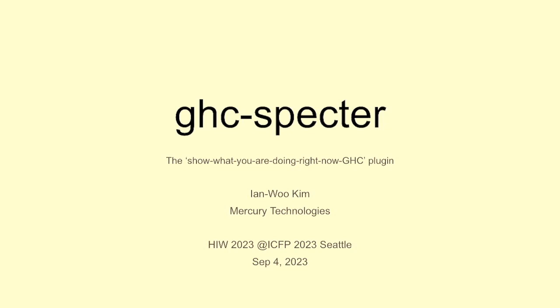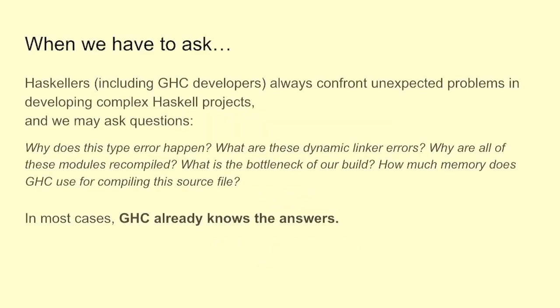Okay, so we Haskellers, including all GHC developers, often confront unexpected problems in very big, complex Haskell projects. And we always ask questions: why did this type error happen, what are these dynamic link errors, why are these modules recompiled, what is the bottleneck of my project build, how much memory does GHC use. We always have questions like that.